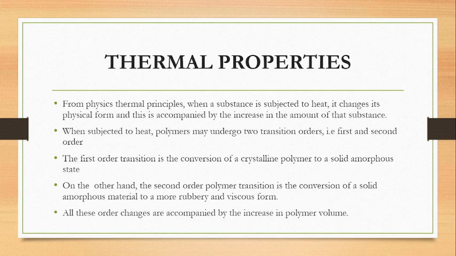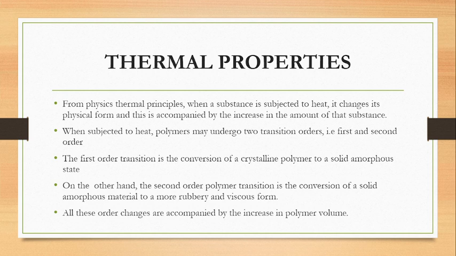So the transition from the most ordered form, which is the crystalline, to the amorphous form, which is less ordered than the crystalline, that transition is the first order. Now there is a temperature at which that occurs. That temperature is called the crystalline melting temperature, the TM.